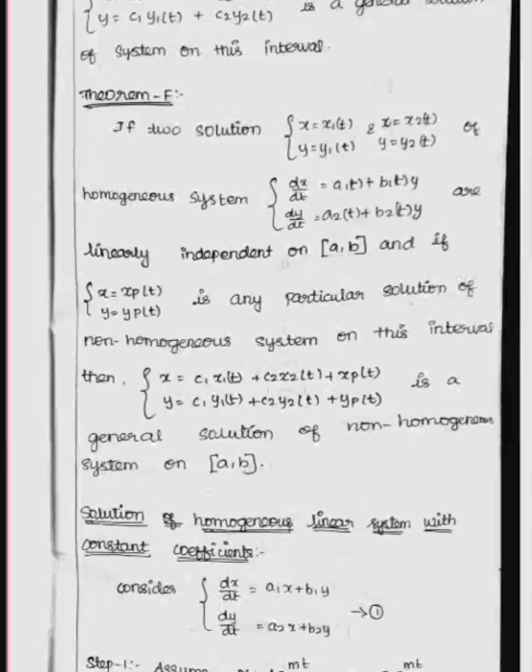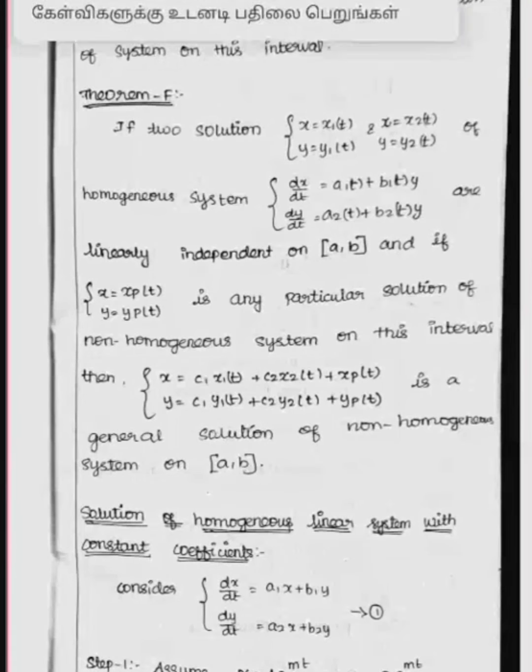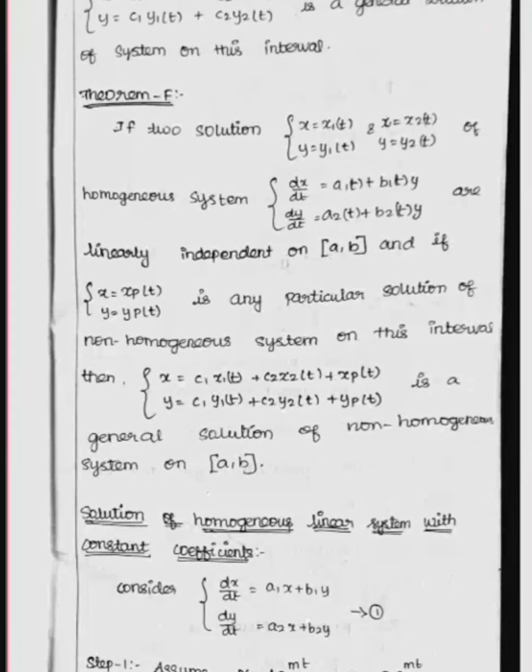So here there is another theory part, that is the solution of homogeneous linear equations with constant coefficients. Already you know linear equations with constant coefficients and linear equations with variable coefficients in unit 2 itself. Here they are defining the linear system.